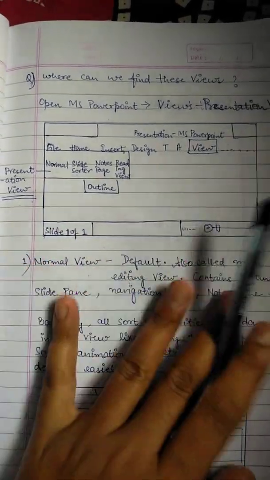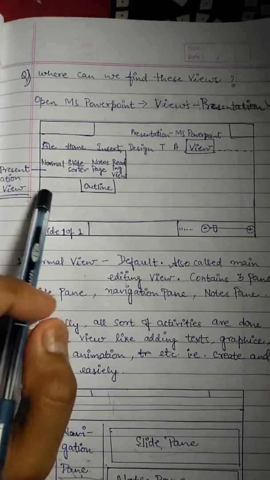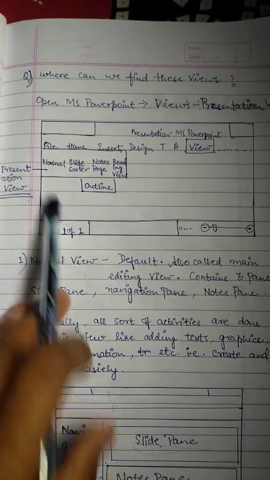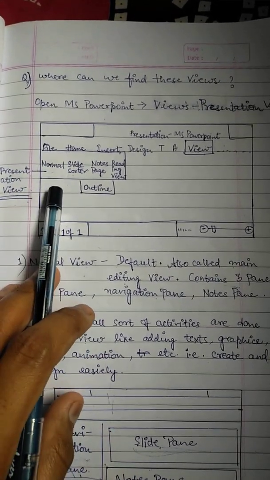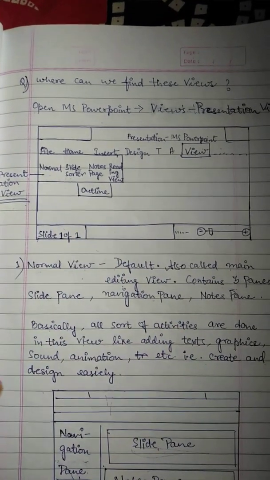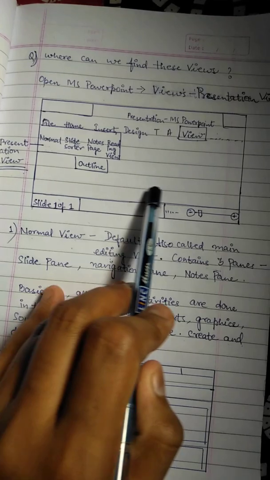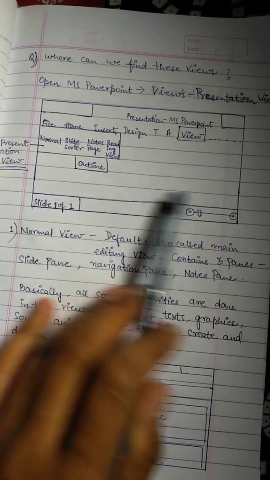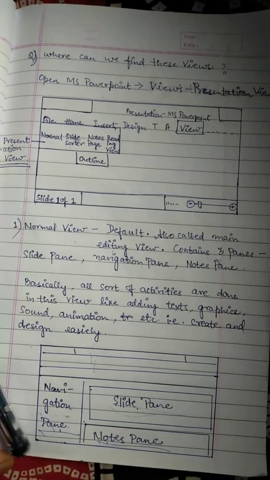And here on the left side, you will see all these options of presentation views, which are normal view, slide sorter view, notes page view, reading view, outline view. And the status bar is here below. So you will be able to find things easily.